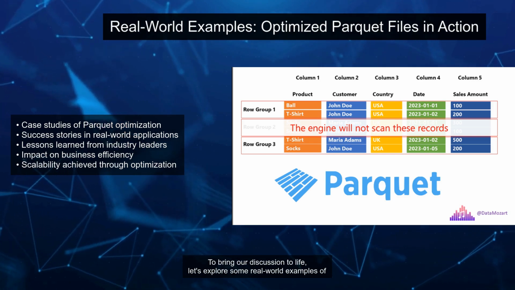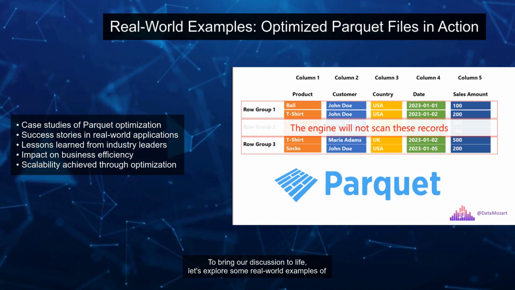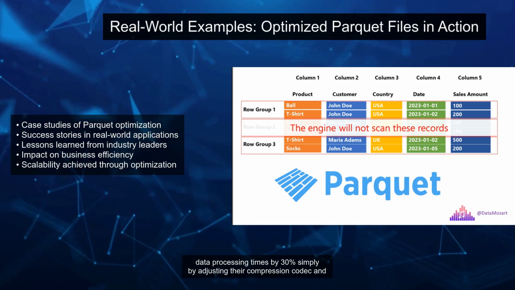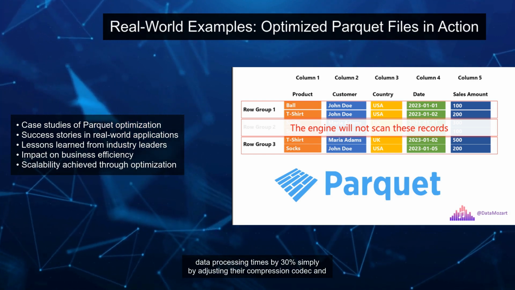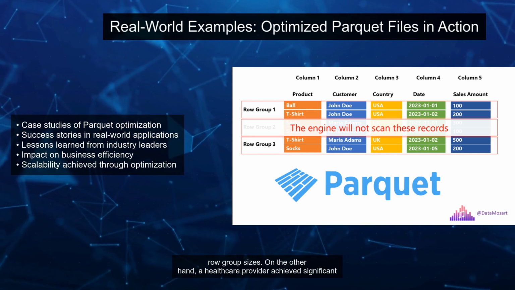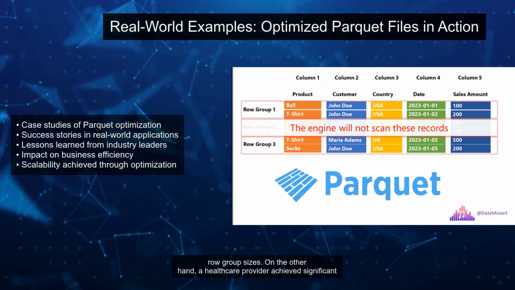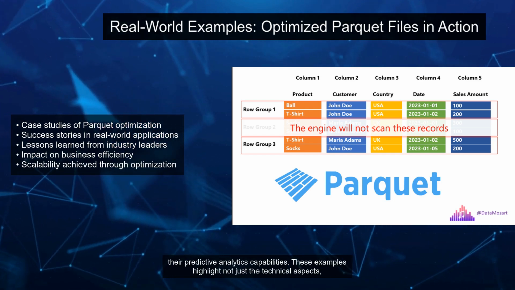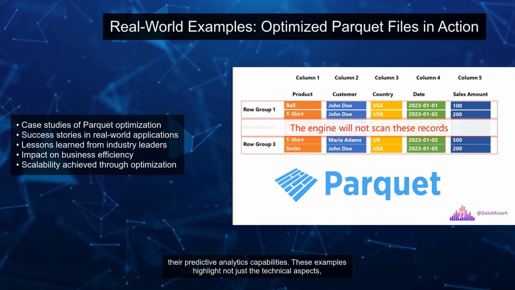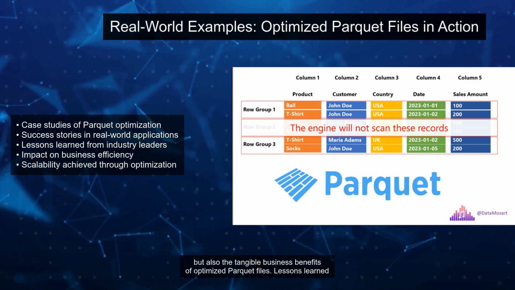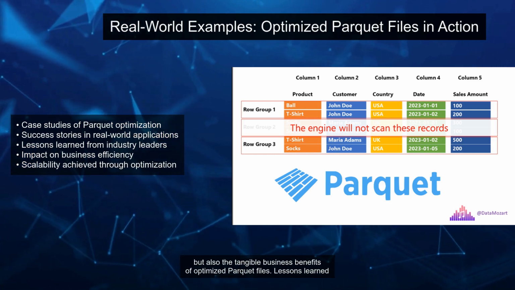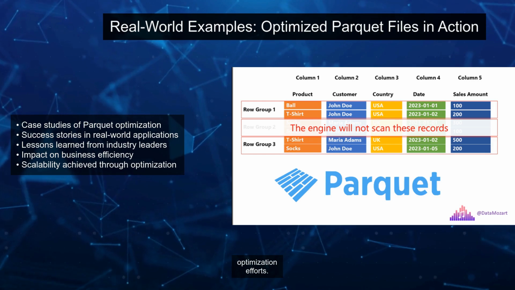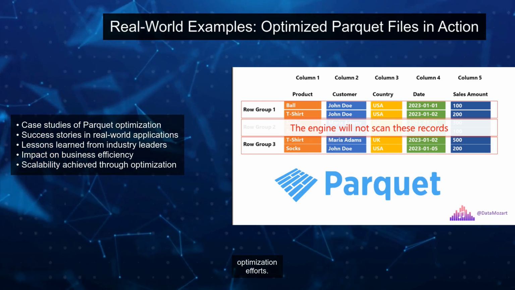To bring our discussion to life, let's explore some real-world examples of Parquet file optimization. In one case study, a global retailer reduced their data processing times by 30% simply by adjusting their compression codec and row group sizes. On the other hand, a healthcare provider achieved significant storage savings by adopting a columnar format and integrating Apache Arrow, improving their predictive analytics capabilities. These examples highlight not just the technical aspects, but also the tangible business benefits of optimized Parquet files. Lessons learned from these success stories can serve as a blueprint for your own optimization efforts.